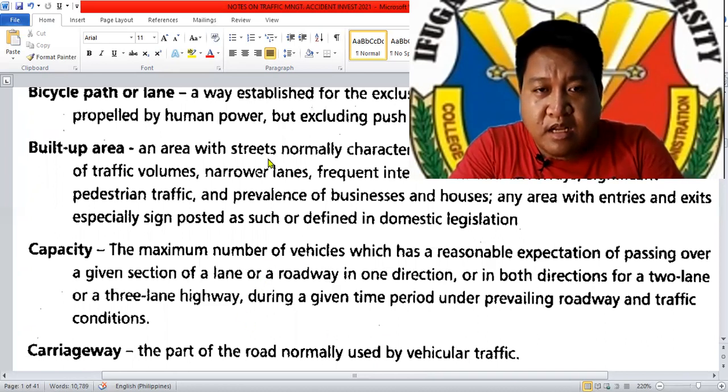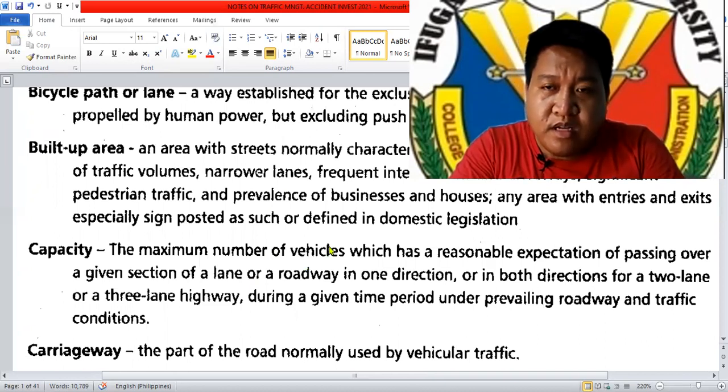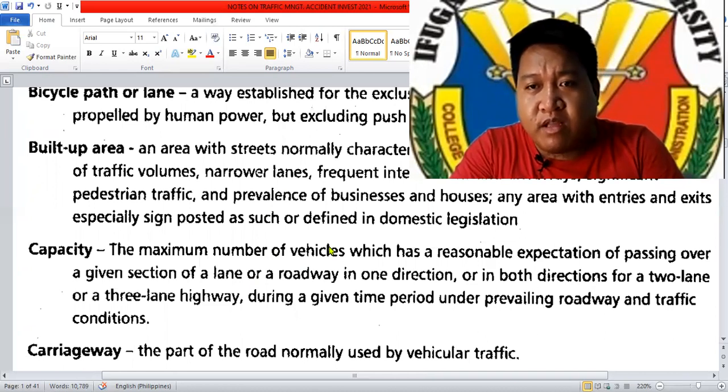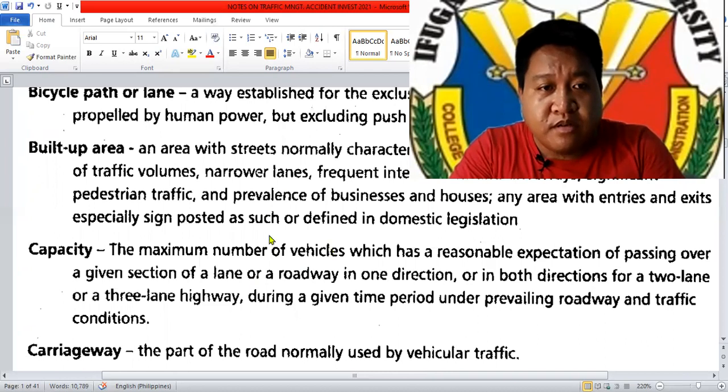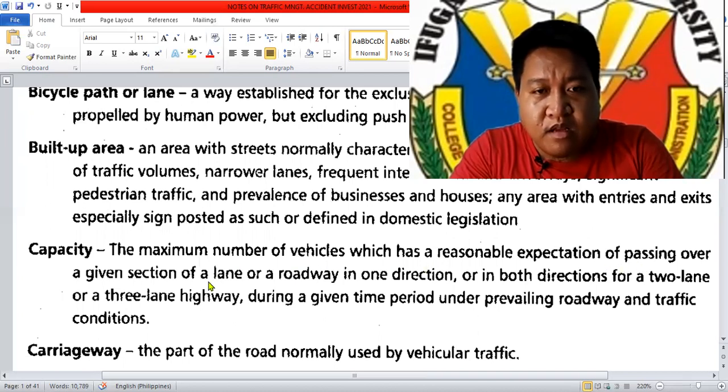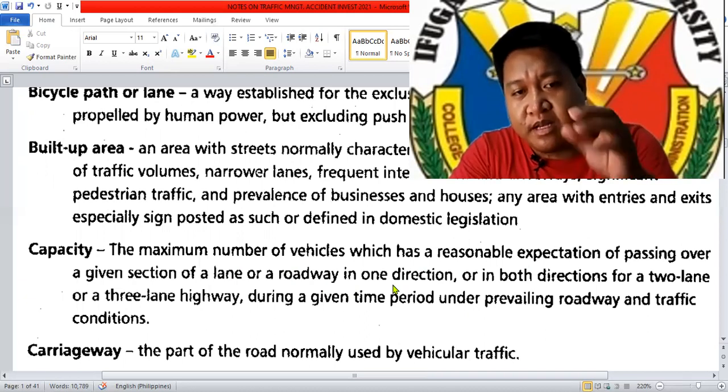Kung maliit lang yung space on yung roadway, maraming sasakyan gagamit yan. Or in our bridge, no, yung mga bridges natin may capacity yan. Hindi pwedeng dadaan yung beyond the weight capacity. Yan, sa weight naman yun, no? So the maximum number of vehicles which is a reasonable expectation of passing over a given lane or roadway in one direction, no? Or both directions for 2 lanes or 3 lanes of capacity. So it has many meanings, no?